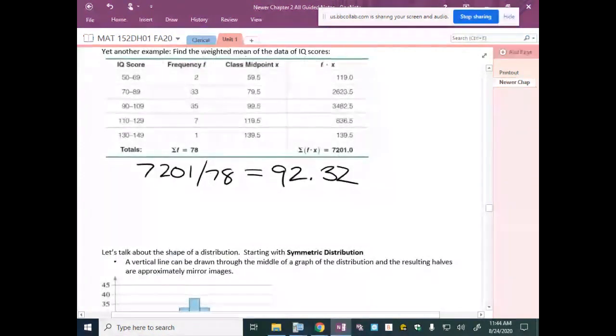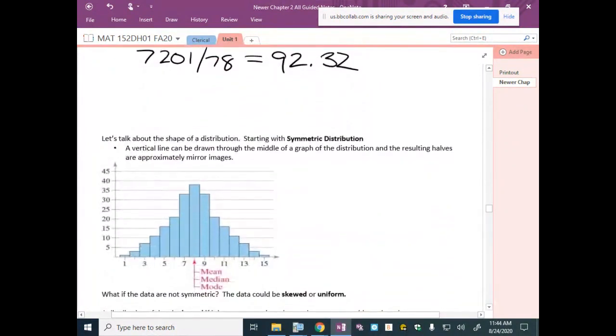All right, so I know we're running short here and we're in good shape. Symmetric distribution is where a vertical line can be drawn through the middle of the graph, and the resulting halves are approximately the same. Notice that they are not exactly. They could never be exactly. If the data is exactly symmetric, that could be a case where maybe it was manipulated. Who knows? But the mean, median, and mode are the same.